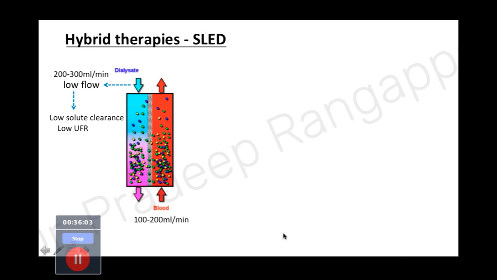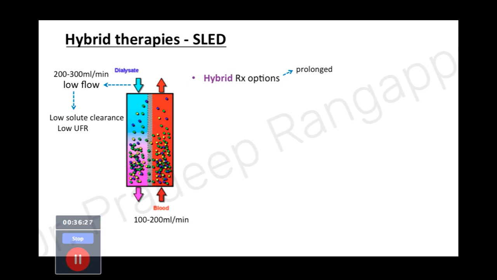As you see in SLED, the blood flows at a slower pace, at 100 to 200 ml per minute. It is flowing in one direction, and dialysate flows countercurrent. It flows at 200 to 300 ml, which is much lower compared to intermittent hemodialysis. There is a low solute clearance, and there is a low ultrafiltrate removal.